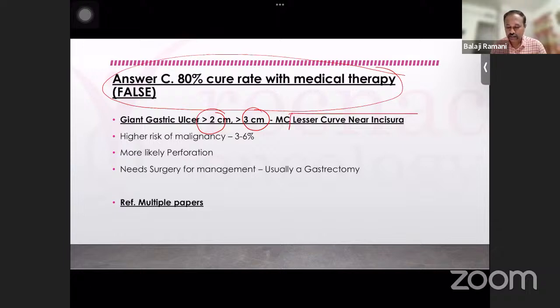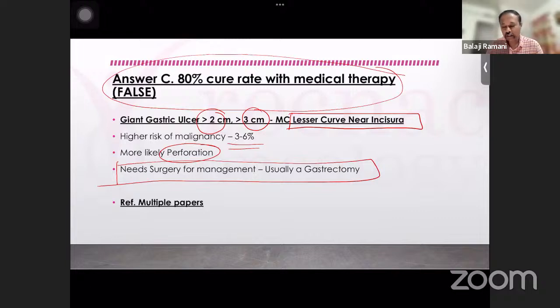Usually common near the incisura in the lesser curve. So it's near the incisura. Highest risk of malignancy is going to be there. Risk is around 5%, and they are more likely to perforate and need gastrectomy for management. Generally speaking, whenever you have a gastric ulcer, the management is going to be usually surgical.